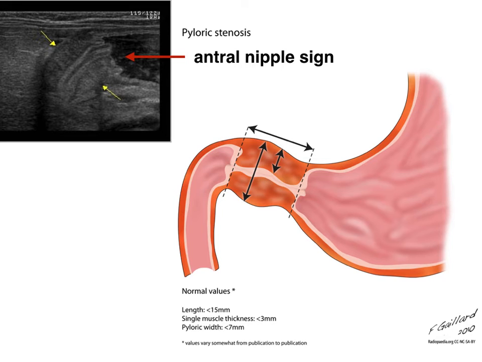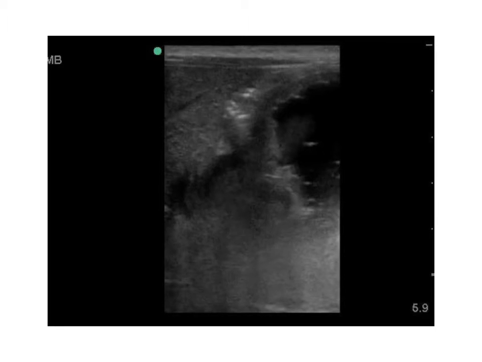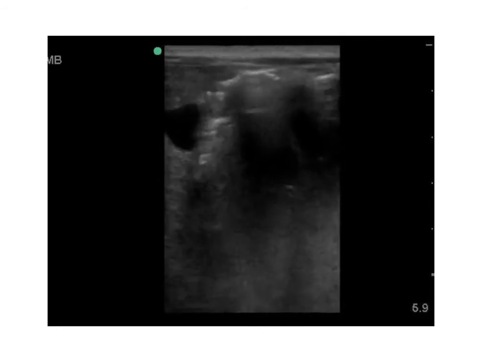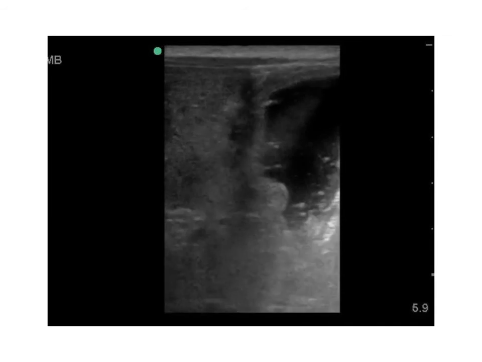This is the pylorus. So what are the diagnostic criteria? We can measure the wall thickness, 3 millimeters. We can measure the length. We can measure the whole thickness. So the criteria we should remember are 3 millimeters for the muscular thickness and 15 millimeters for the length. We see 2 video clips of this typical one.